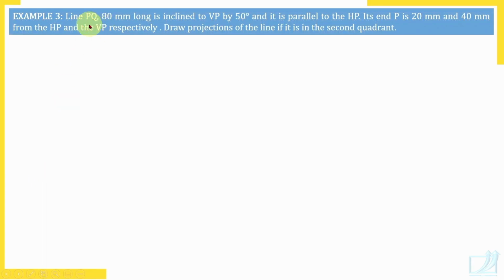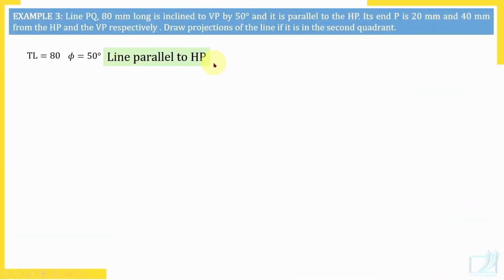Now read this problem. Line PQ, 80 mm long, is inclined to VP by 50 degrees. So true length is 80, and it is the inclination of the line with VP. What notation do we use for that? Phi. Remember, theta is the inclination with HP and phi is the inclination of the line with VP.